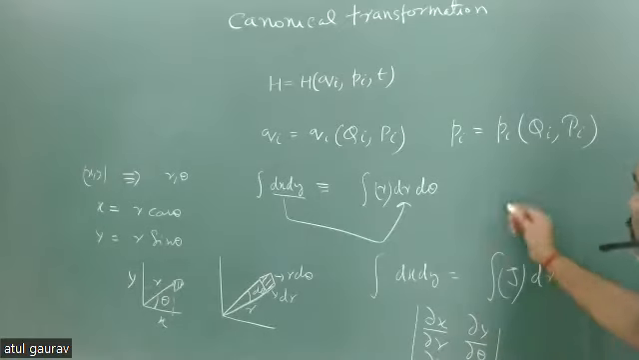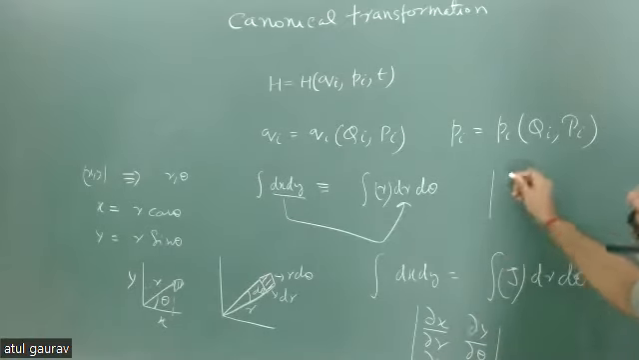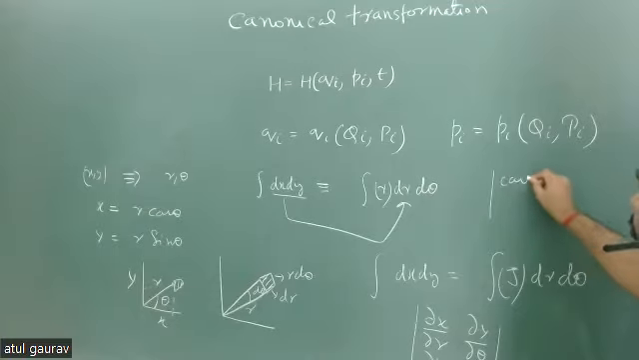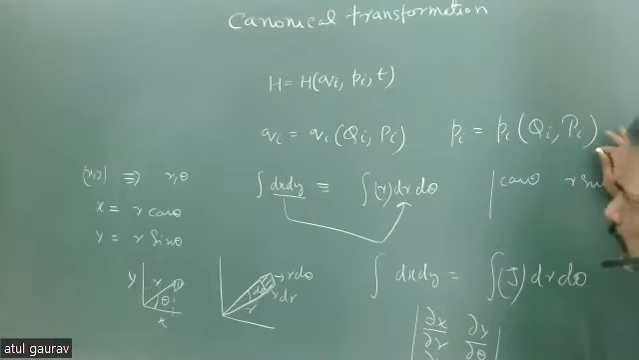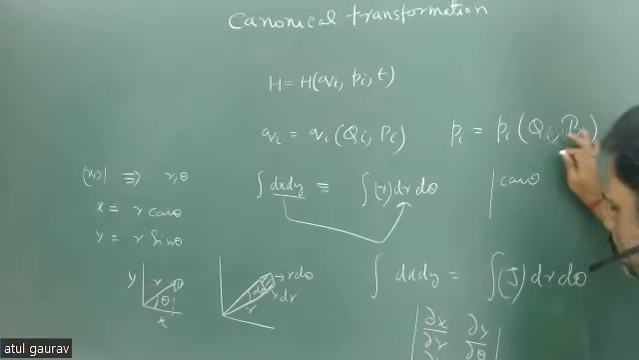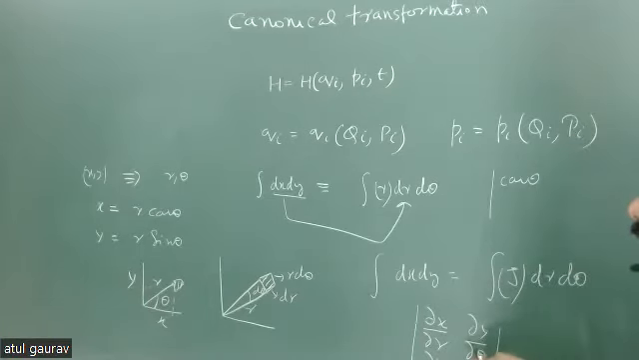Del x upon del r. What will be del x upon del r? Cos theta. Del y upon del theta, r sin theta. Del x upon del, sorry, r cos theta. Del y upon del theta, yes, r cos theta.